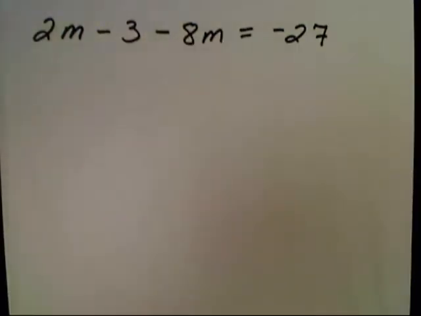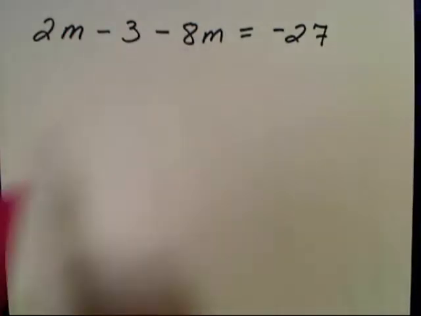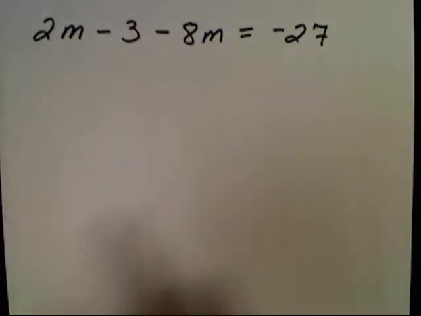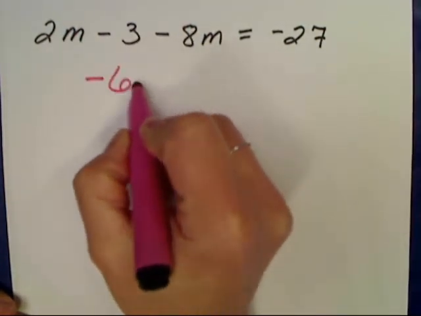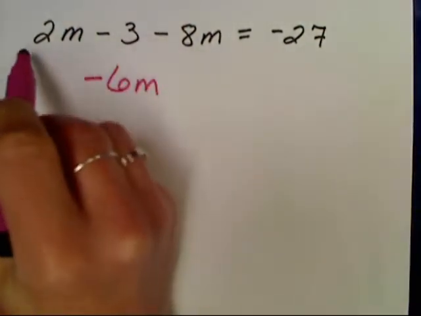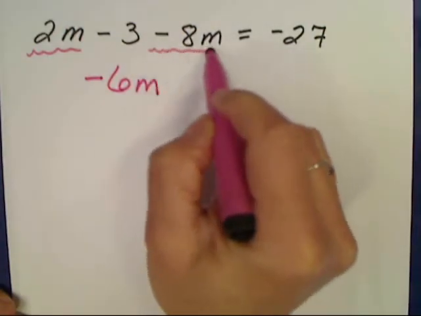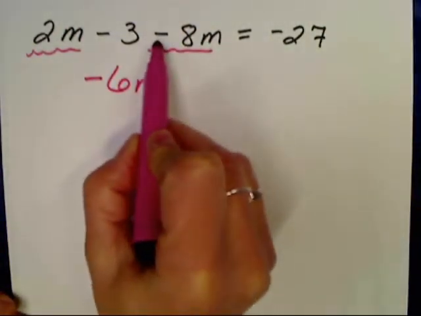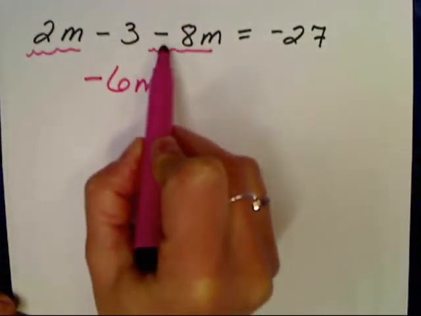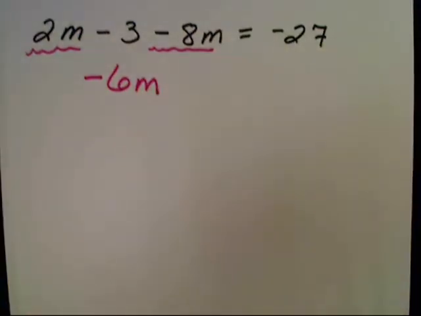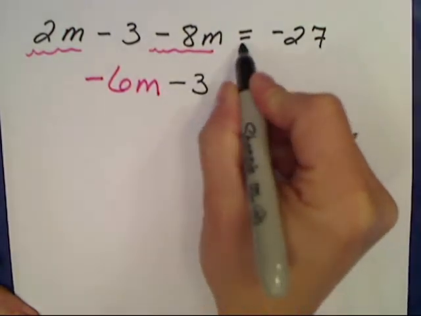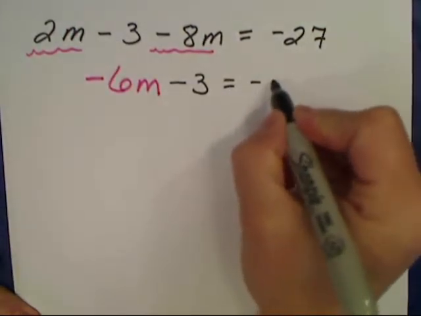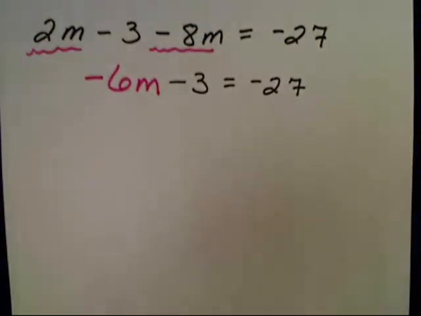So in this case, it's 2m minus 8m. 2m take away 8m would leave me with -6m. Once again, those terms are on the same side. This is a negative because the sign in front of the term goes with the term. So we'd have -6m. Now I didn't do anything with the -3, so that comes along for the ride. Still have our equal sign, and now we have the -27 on the right side.